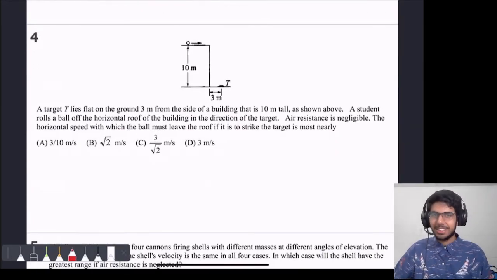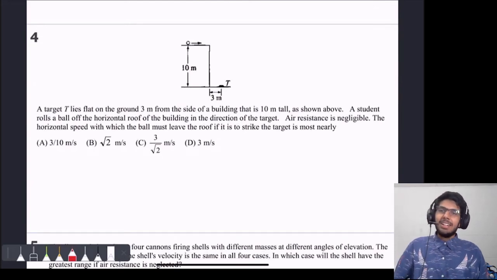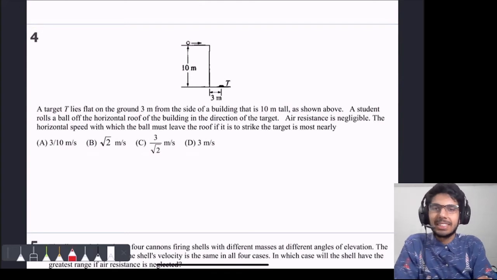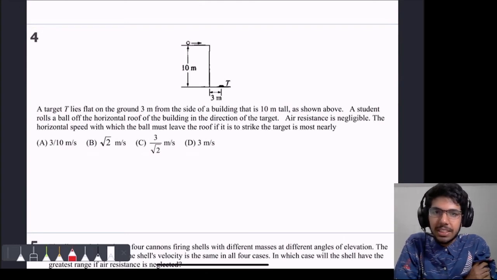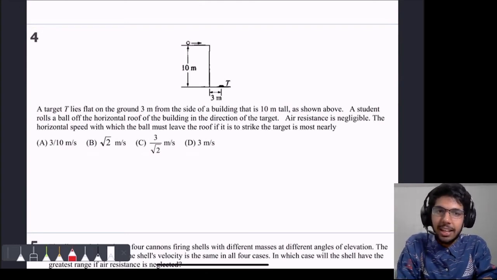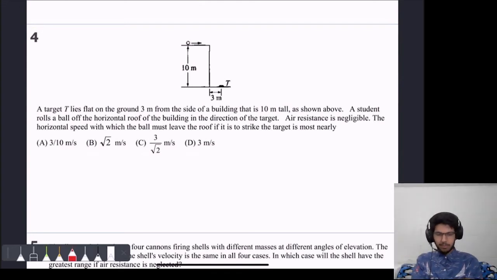Alright, question 4. It's another multiple choice, but this one requires a bit of computation. So, a target T lies flat on the ground 3 meters from the side of a building that is 10 meters tall. Above, a student rolls a ball off the horizontal roof of the building in the direction of the target. Air resistance is negligible. The horizontal speed with which the ball must leave the roof, if it is to strike the target, is most nearly one of those options.